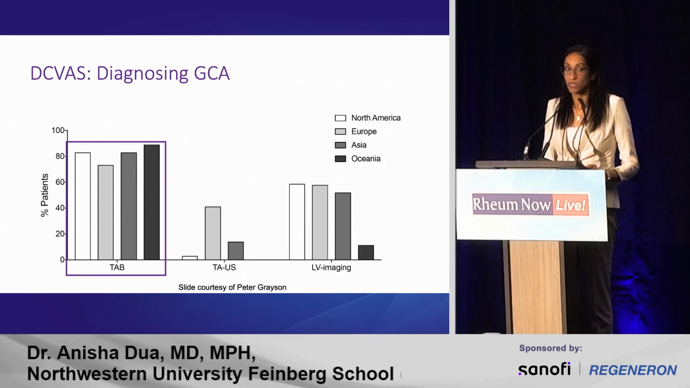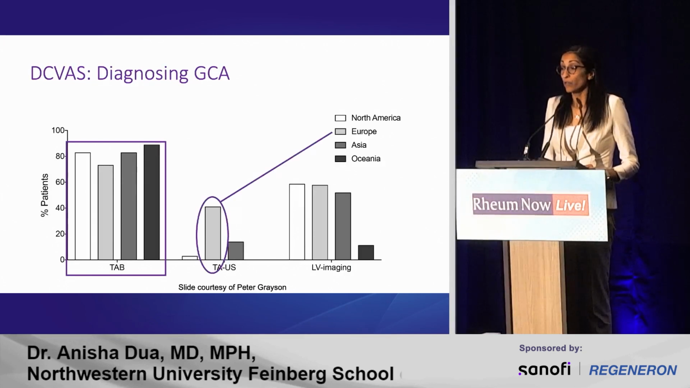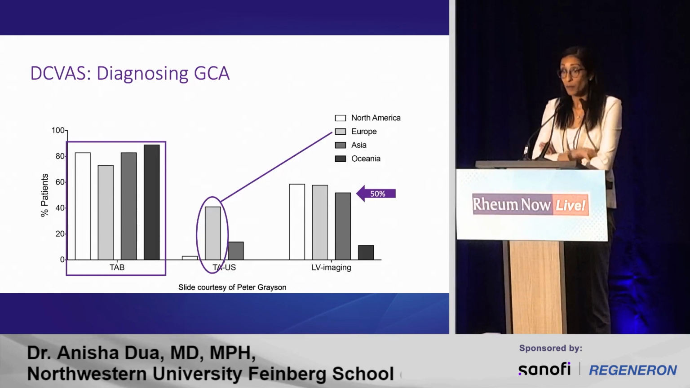But I just talked about some of the difficulties with interpretation and how there are issues with temporal artery biopsies as well. Europeans are doing more temporal artery ultrasound because there is higher expertise there, but we are sort of integrating that into fast-track clinics and getting more training here. But only about 50% of people are doing large vessel imaging at the time of diagnosis.